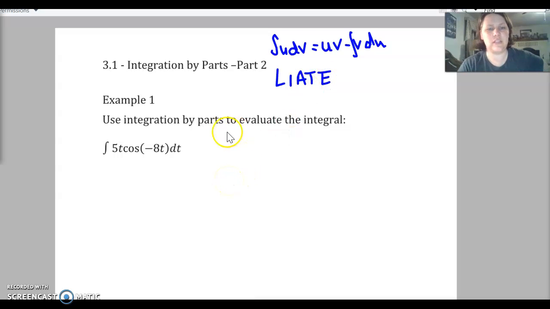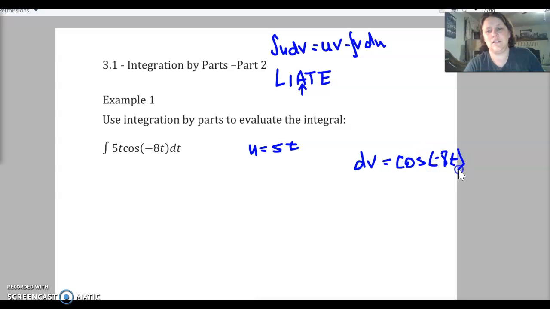All right, so integration by parts to evaluate the integral 5t cosine of negative 8t dt. So this one we've got an algebraic equation and a trig equation. So we are going to choose the algebraic equation to be u. So we are going to say u is equal to 5t, and then we need to choose dv, and dv is everything else. So cosine of negative 8t dt.